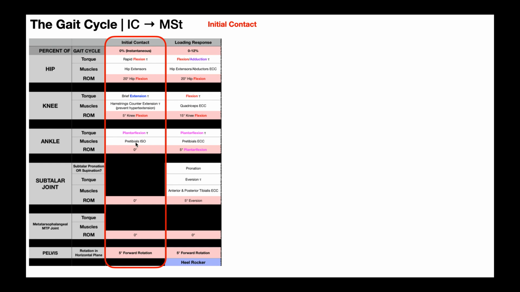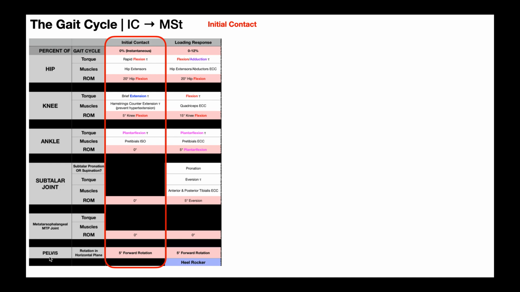So we're thinking mainly tibialis anterior, and even extensor digitorum longus and extensor hallucis longus. Mainly we're thinking tibialis anterior, but we do include the others in that. And so those pretibial muscles isometrically contract to counter that induced plantar flexion torque at the ankle. Now for this phase, we're not really considering anything at the subtalar joint, and we're not considering anything at the MTP joints, the metatarsophalangeal joints.